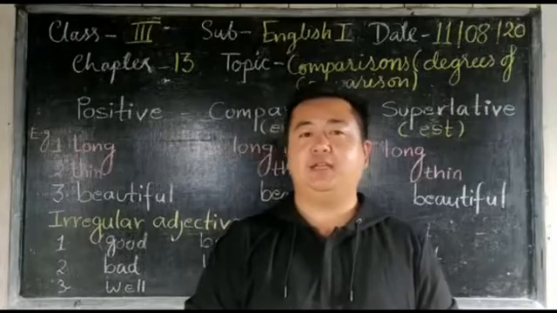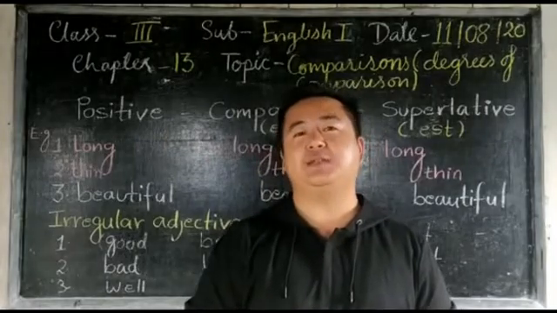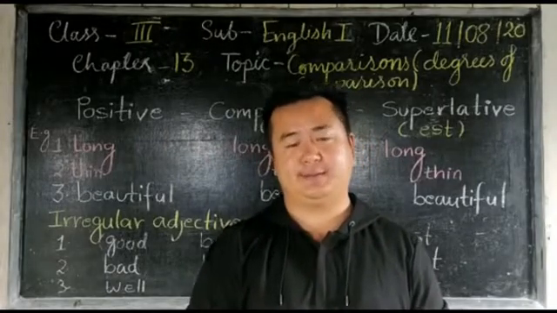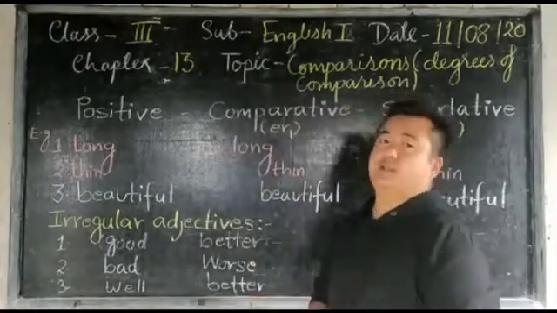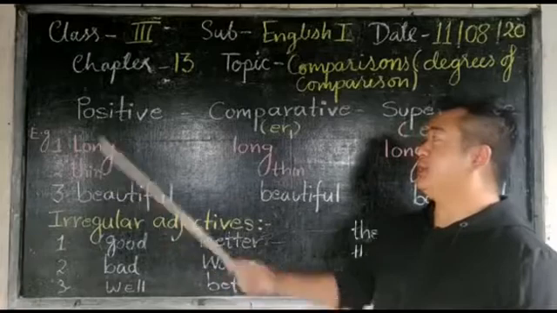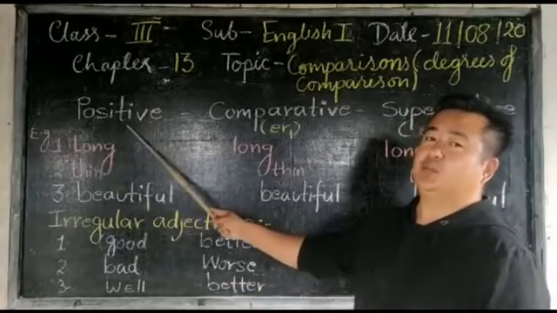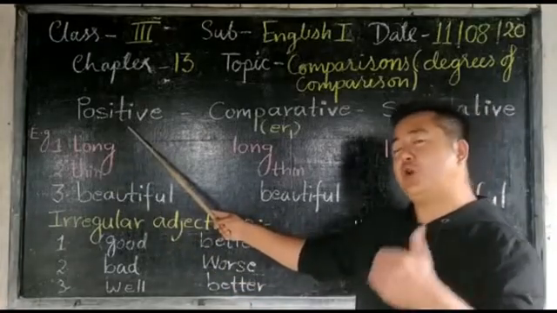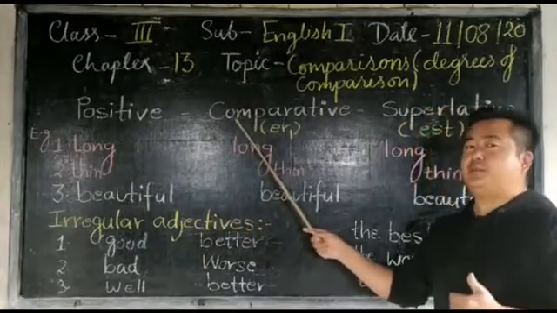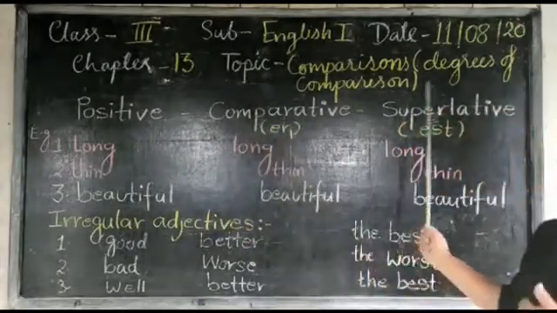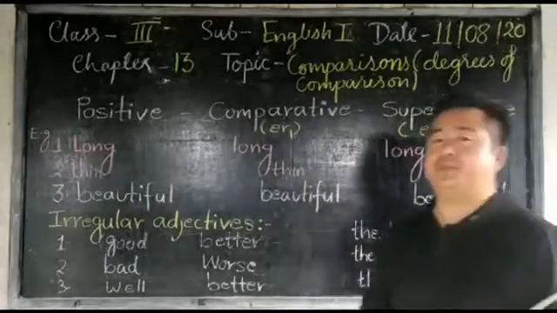So there are mainly 3 degrees of comparison. What are they? The first and foremost is the positive degree or positive form. The second one is the comparative form, and the third one is the superlative form.